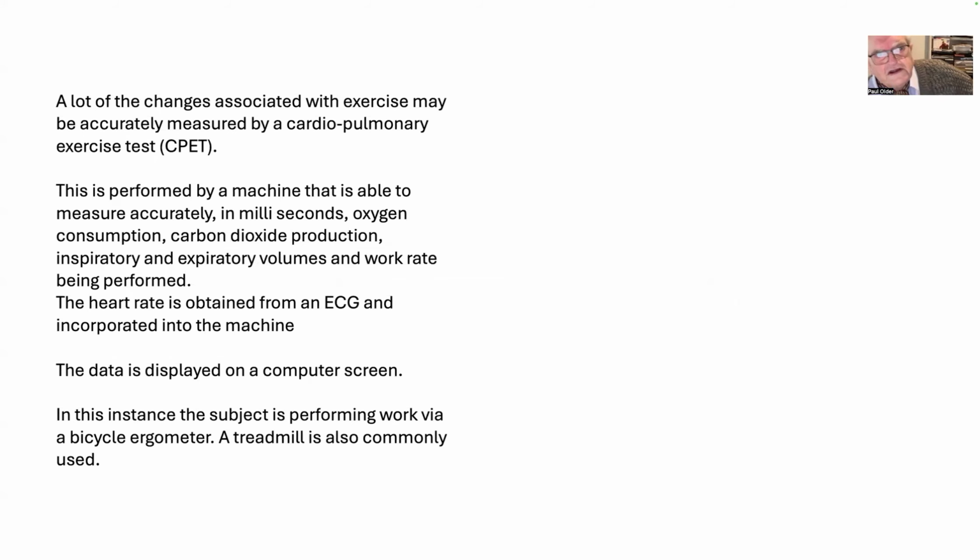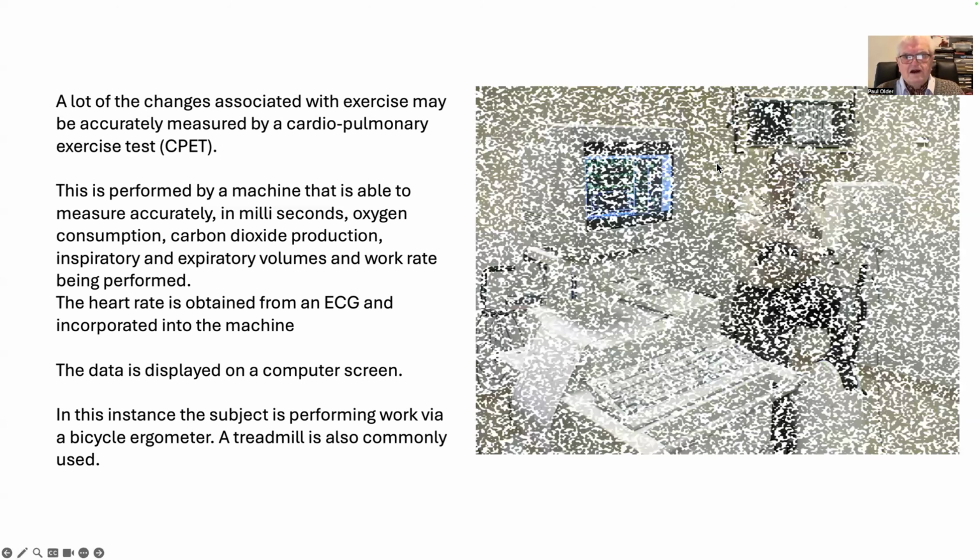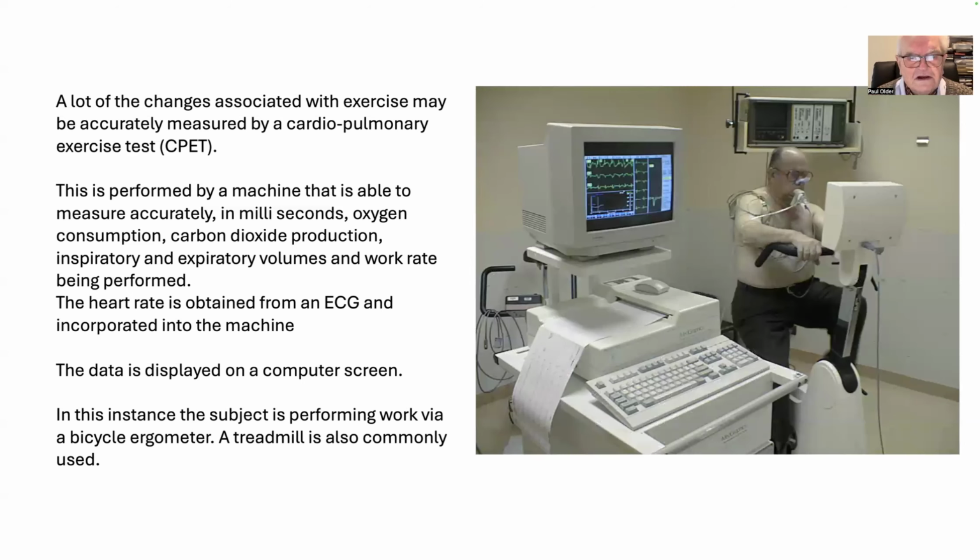A lot of changes associated with exercise may be accurately measured by a cardiopulmonary exercise test. This is performed by a machine that is able to measure accurately in milliseconds oxygen consumption, carbon dioxide production, inspiratory volumes, and work rate being performed. The heart rate may be obtained from an ECG and incorporated into the machine, and the result is displayed on a computer screen. It's important that the machine can measure changes in milliseconds, otherwise it would be unable to measure changes breath by breath. In this instance, the subject is shown performing work via a bicycle ergometer. A treadmill is also commonly used.